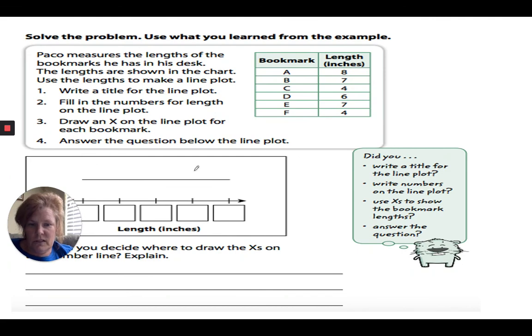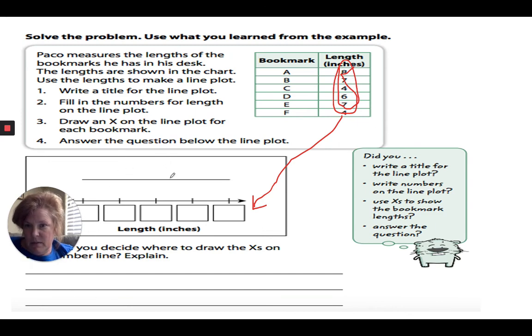All right, so here's your example. This is what you're going to do. They gave you the lengths. So you would put these numbers where? They go in the boxes right here because that's your length. Those are your inches right there. Okay, so you look at the most, the least one goes here, the most goes there. Okay, and then you look to see how many 8s you have, how many 7s you have, how many 4s you have, how many 6s you have, and then those are your X's.